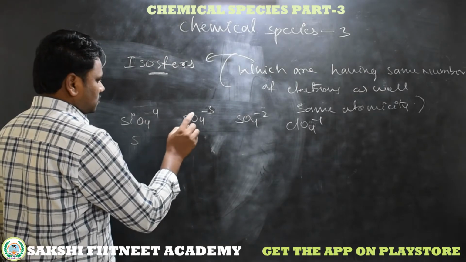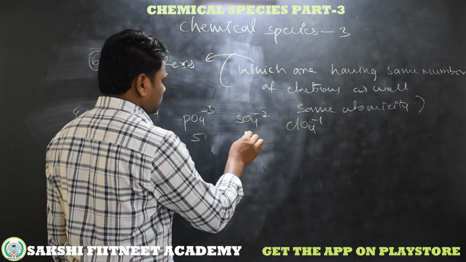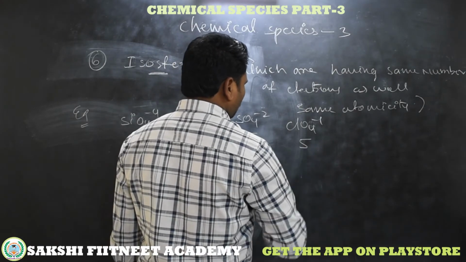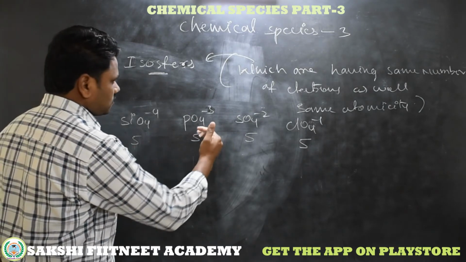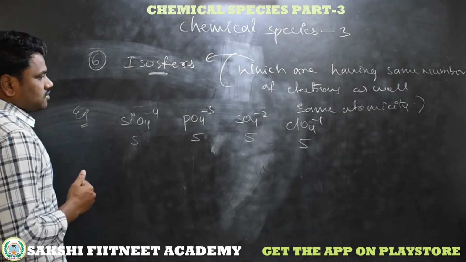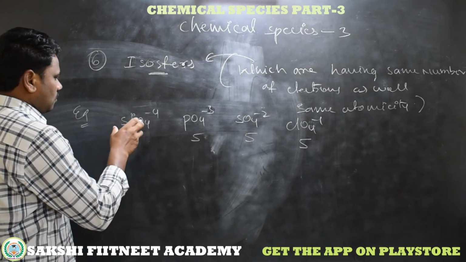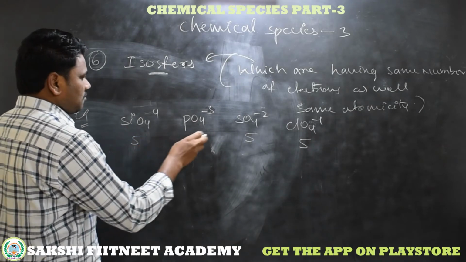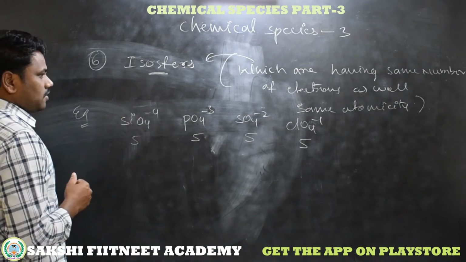Now here 1 phosphorus, 4 oxygens, atomicity is 5. Now 1 sulfur, 4 oxygens, that becomes 5 atoms, atomicity is 5. Now 1 chlorine, 4 oxygens, atomicity is 5. So the same number of atoms is present in these species. Now we'll check whether these have the same number of electrons. For isoelectronic species, we have already discussed this example for classification. So isosters are this set of species having the same number of atoms. Now we'll discuss whether these have the same number of electrons or not.